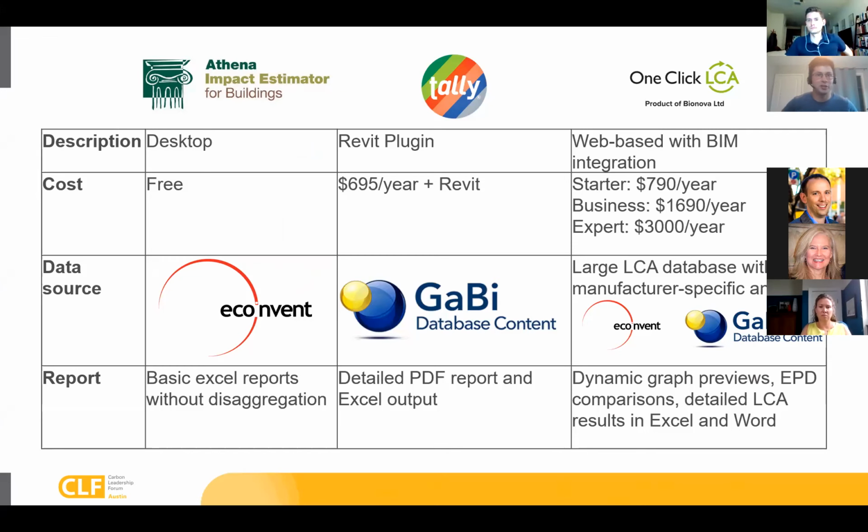That's because I haven't used it, nor has Tom, and we have limited time, but it's another LCA software. The main difference is they use different data sources. Athena is free. Tally costs $700 a year, and then you also have to have Revit. Tally also gives you a lot prettier reports and a lot more flexibility. Because Athena is free, they just don't have the same time to work on it.